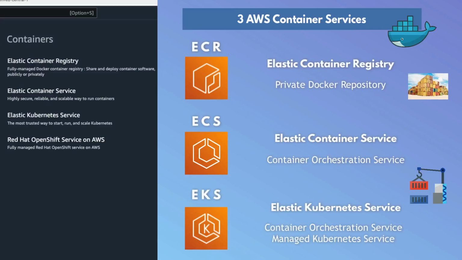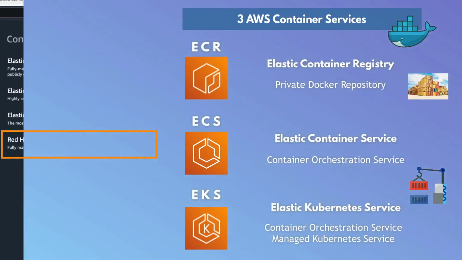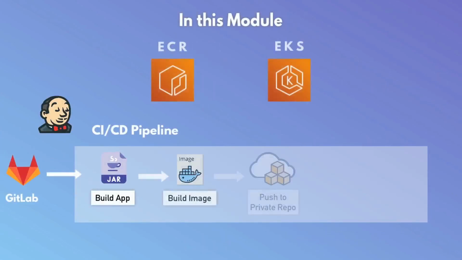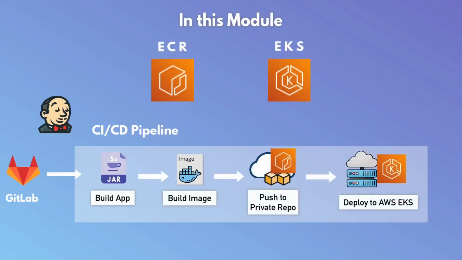There is one more container service on AWS, which is basically a fully managed Red Hat OpenShift service. But this is more a specialized tool, and we're not going to see that in this module, but they have recently added that to the container services list as well. And in this part, we're going to look at ECR and EKS services and use them in our CI/CD pipeline to build and push images to ECR and deploy them to Elastic Kubernetes Service.